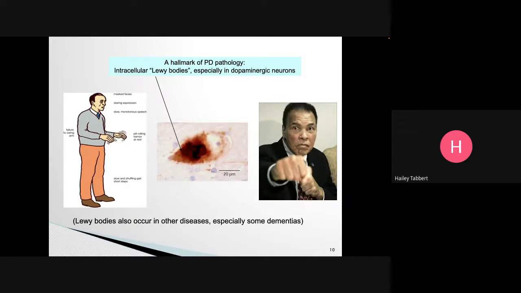So the hallmark of Parkinson's pathology is these Lewy bodies found in the dopaminergic neurons. So a Lewy body formation has been considered to be the marker for neuronal degeneration because neuronal loss is found in the predilection sites for these Lewy bodies. So to date, more than 70 molecules have been identified in these Lewy bodies, including alpha-synuclein, which is a major constituent of these Lewy bodies.